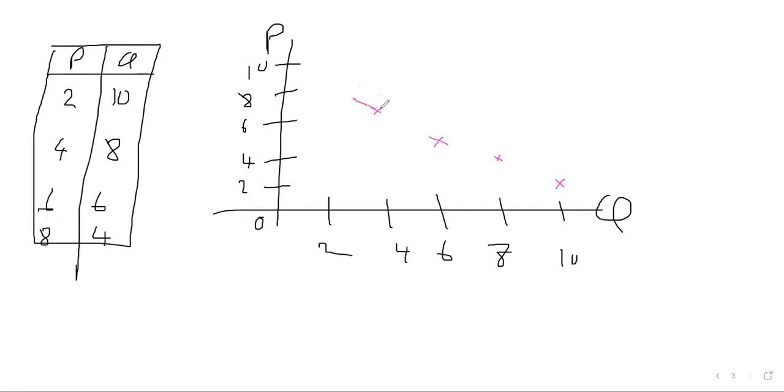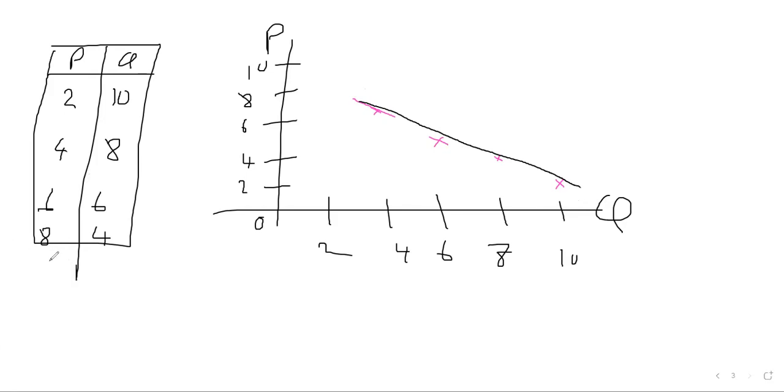So you discover that if you meet up these lines, your demand schedule is downsloping. So this is what we call a schedule. Demand must always be downsloping. Supply must always be upsloping.